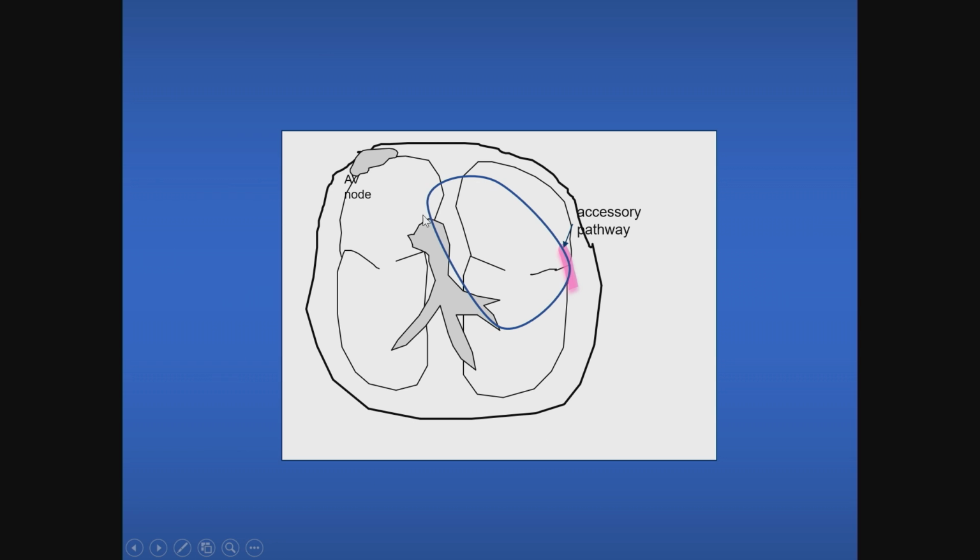Here's an example of the orthodromic AVRT circuit. You see the AV node up here, 2 atria, 2 ventricles, and here's the His-Purkinje system. And you see this little circuit going on down the AV node through the His-Purkinje system and up the accessory pathway, and that propagates the circuit.